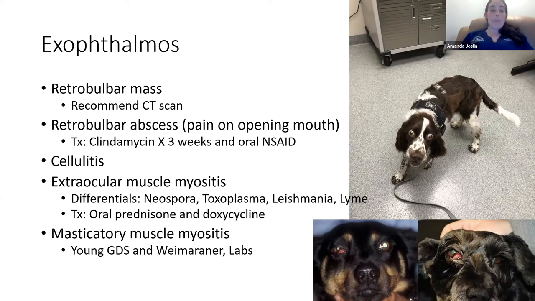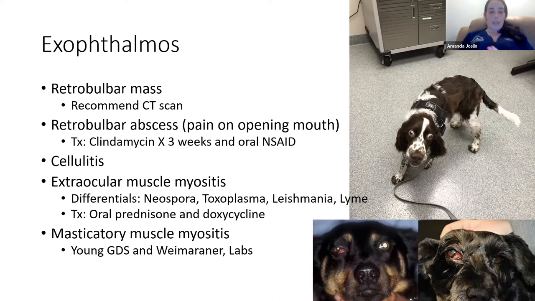A retrobulbar abscess is usually more painful. So if you're between mass and abscess, it's not the definitive answer, but a dog with a mass is typically very comfortable and a dog with an abscess is typically very uncomfortable. So with the retrobulbar abscess, they definitely have pain when they're opening their mouth. Obviously doing a dental on this dog would be the most appropriate thing, but you could do a CT scan to get the ultimate answer.